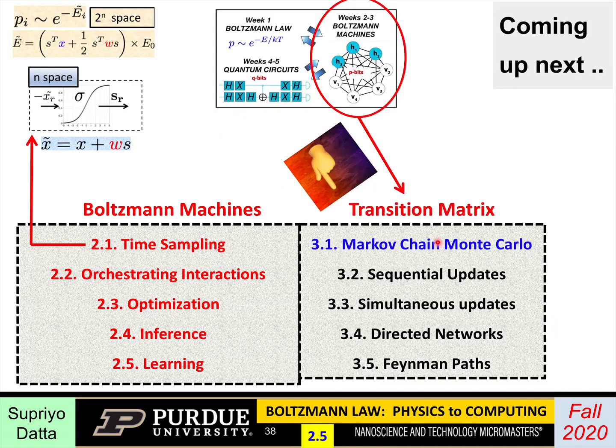What we'll do next week is talk about a third method. We had talked about the Boltzmann law and sampling. Now we'll talk about the transition matrix method. That's what we'll talk about next week.